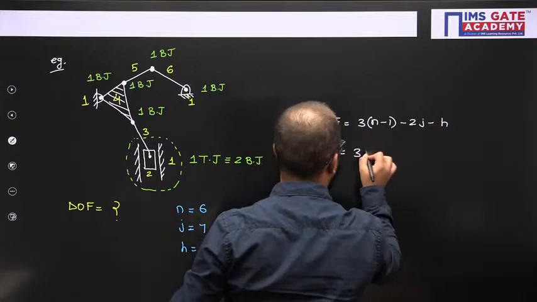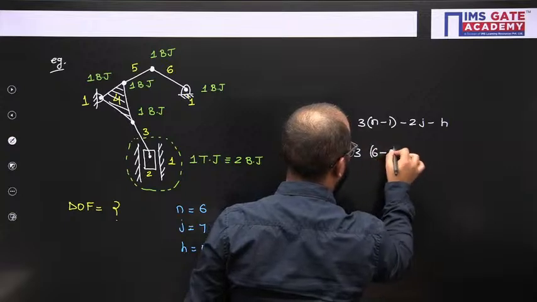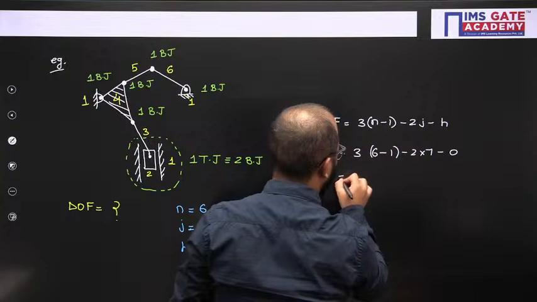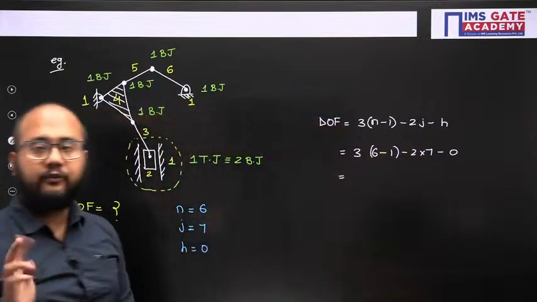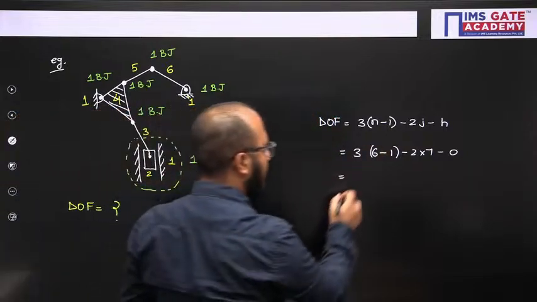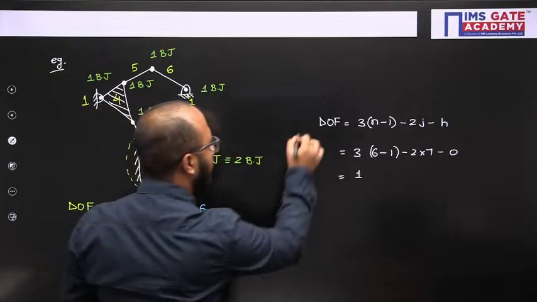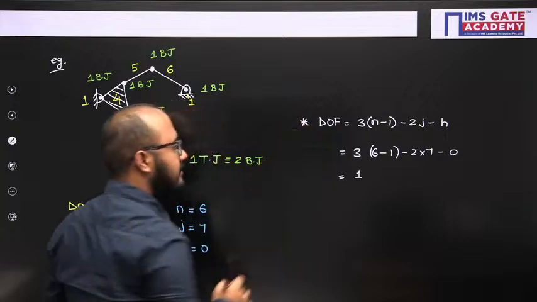(3n-1, -2j, -h). n value is what? 6. 6 minus 1, minus 2 into 7, 0. So, 6 minus 1, 5, 3 into 5, 15, 15 minus 14, you will have degree of freedom as 1. So, answer is what? 1 here.